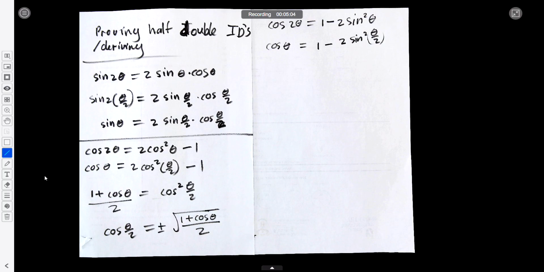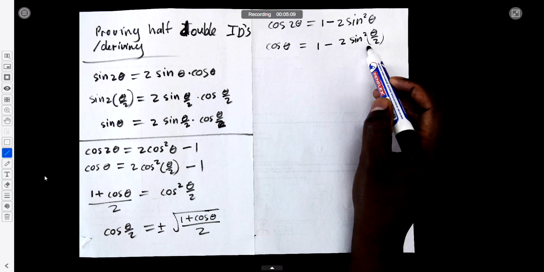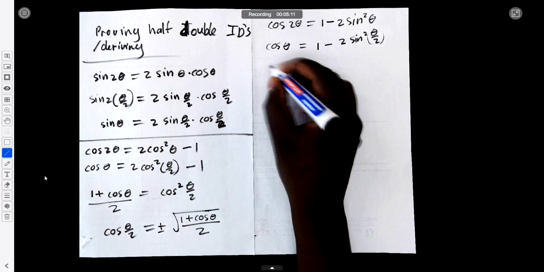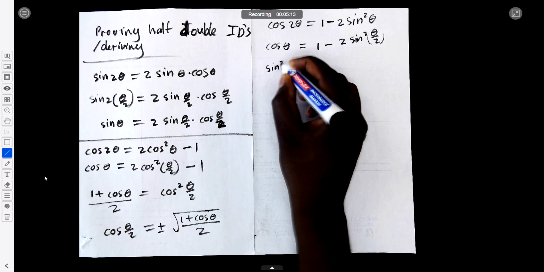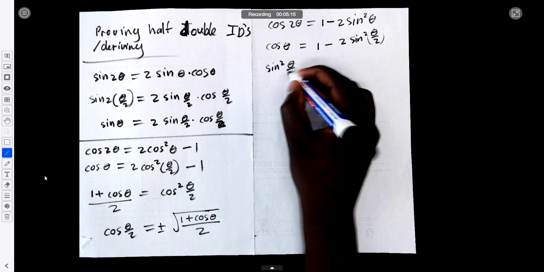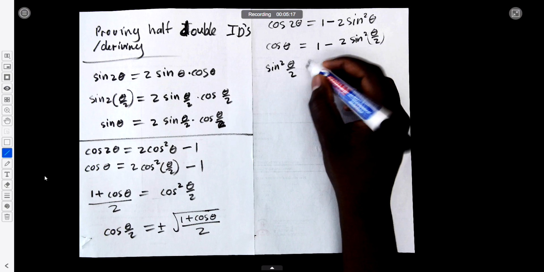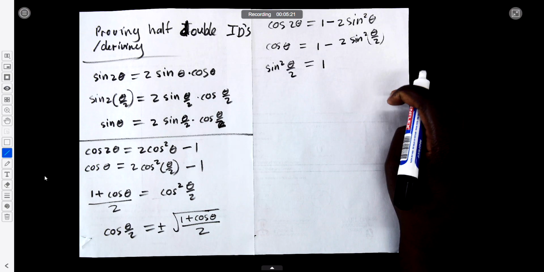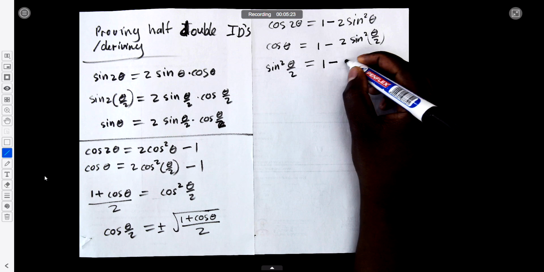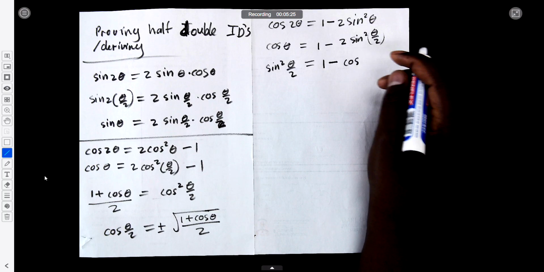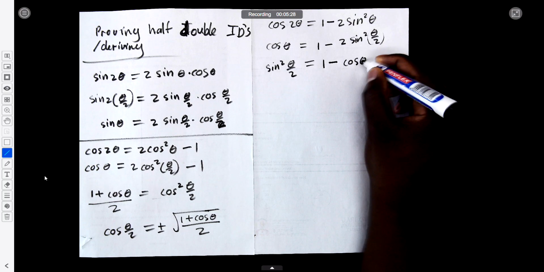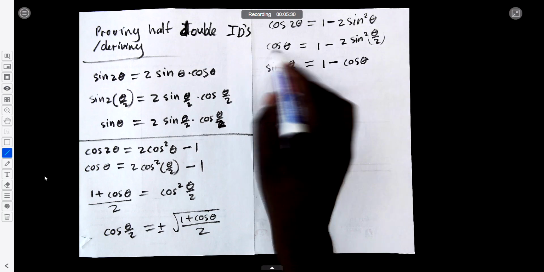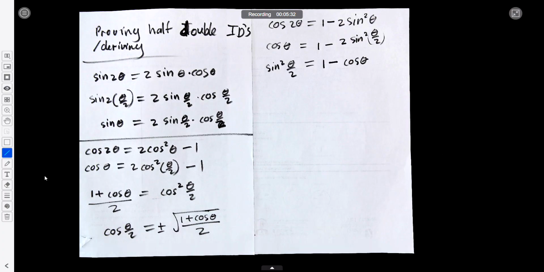From there, let's make sine squared the subject of the formula. I hope you see sine squared is negative. Take it to the other side, it's going to be positive. So 2 sine squared theta over 2 equals 1 minus cos theta. We take cos to the other side, so it is negative. Take 2 to the other side, it's going to be positive.